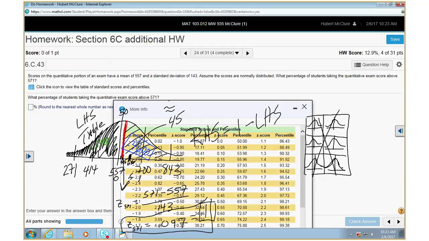Or what do y'all come out with when you took out the 0.5? Somebody take the 53.98. Take that away from 100. What do you get? 0.4602. Now it says round to the nearest whole number. So the answer should be 46. So 46% of the people taking the class scored above 571.